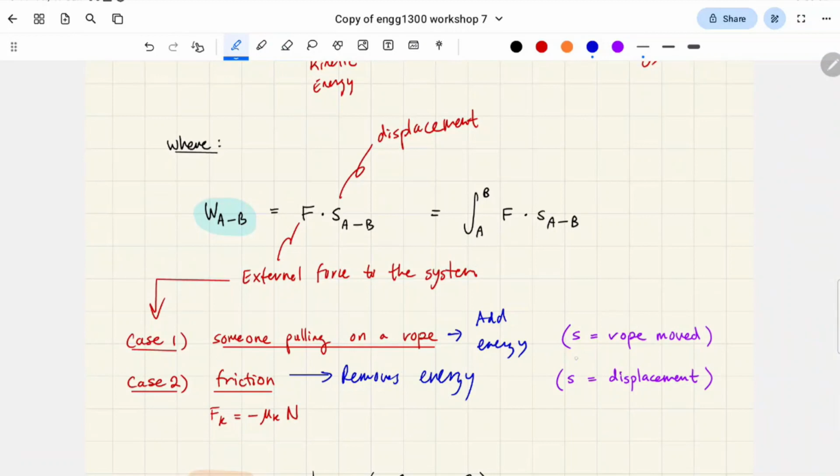Right? And what we consider as S, they're both displacement in both cases, but when someone's pulling on a rope, you have to be careful of the perspective that you're thinking of in terms of S. In that case, the S is actually the amount the rope moves, okay? Which sounds obvious, but I'll show you why later. That might be a bit confusing, okay?